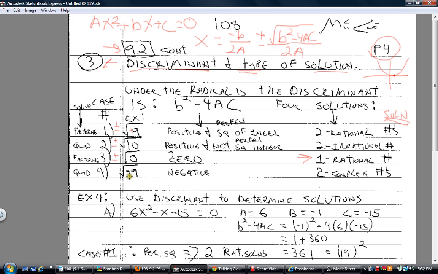Finally, like the last example we had, what happens if you take the square root of a negative number? You're going to get a complex number. You're going to get the i in there, and you're going to get 2 of them, the plus or minus factor. Okay, so that's the idea. And example 4 is on page 509 here.